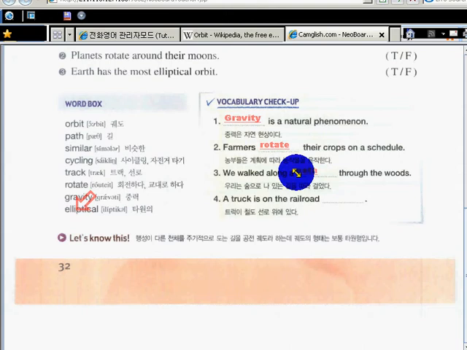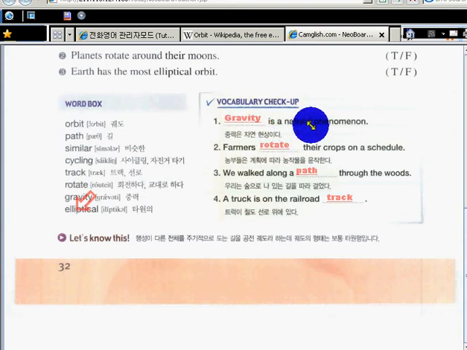Number 4. A blank truck is on the railroad. What's the missing word? Okay, it's track. You did very well in vocabulary checkup. Now this time, let's read the sentences together with its correct meaning. I will read the sentence, then you will read it.